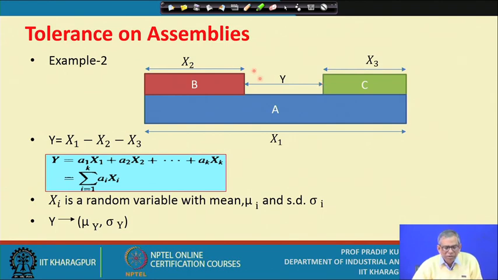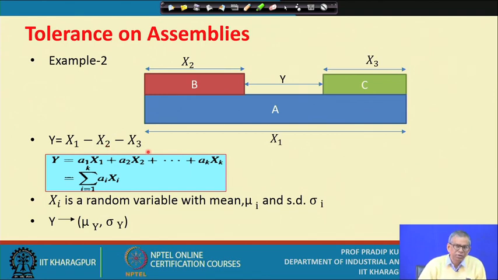Now how is this exposed length related to the individual x values? Related to A, the random variable is x1, related to B, x2, and similarly related to component C, you have the random variable x3. So how do you relate y, that exposed length, with the individual random variables? That means y is x1 minus x2 minus x3.